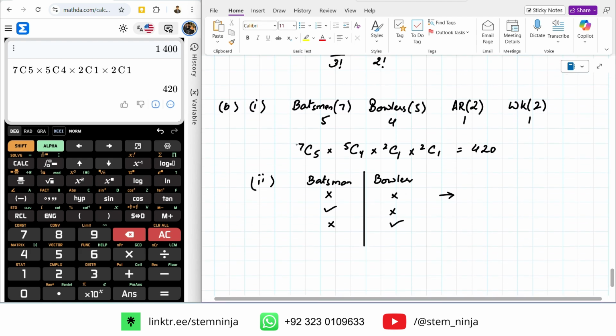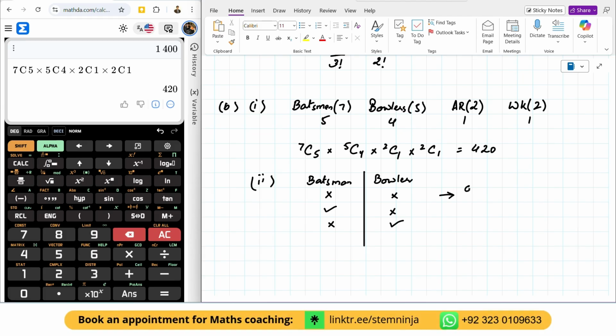We need 5 batsmen, so instead we will be selecting from 6 now, 6C5. From 4 bowlers, you would be selecting 4 bowlers. And there's no condition on wicket keepers and all-rounders.